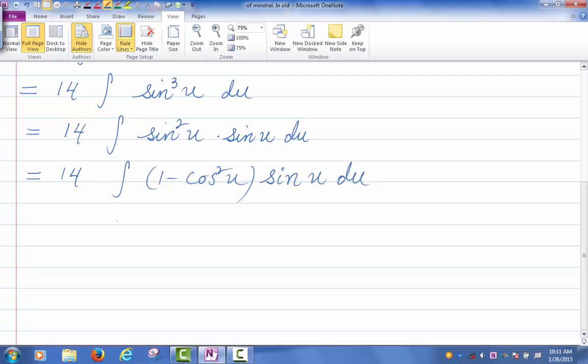Are you guys keeping track of the substitutions? Okay. So what substitution should I be doing now? I should be replacing cosine by another variable. I don't want to use the same u, right? So let's use something else. W. So let's say w is cosine of u, and then dw would be negative sine of u du.